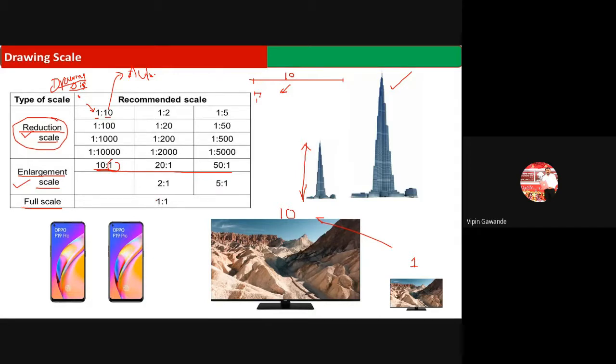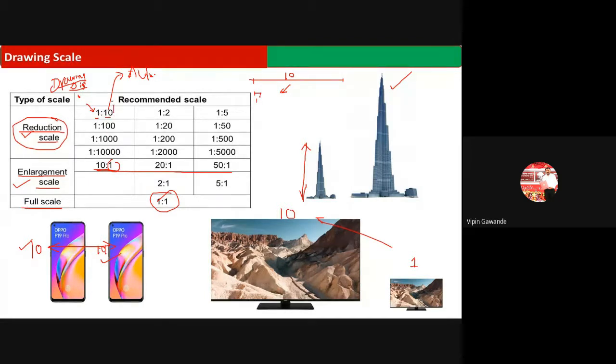And the last one is the full scale. Full scale means it is 1:1. This is 1 and this is also 1, or this is 10 and this is also 10. So the dimensions are the same. If the actual dimension of the object is 10, and we are taking 10 on the drawing, this is full scale. So always remember, this is very easy.